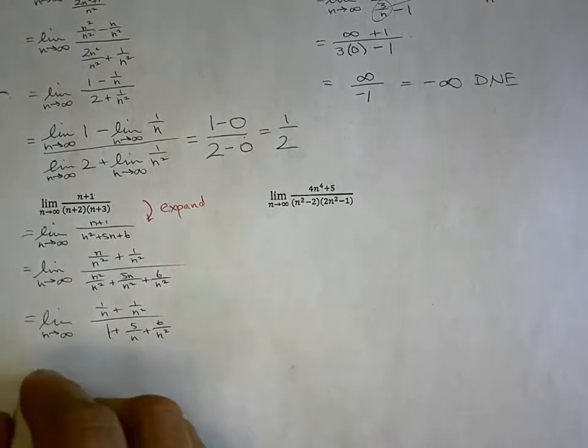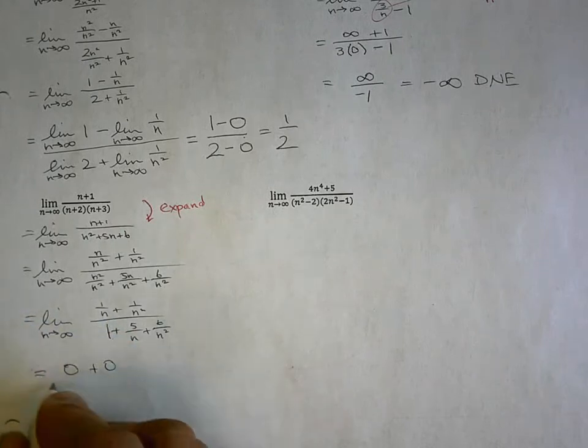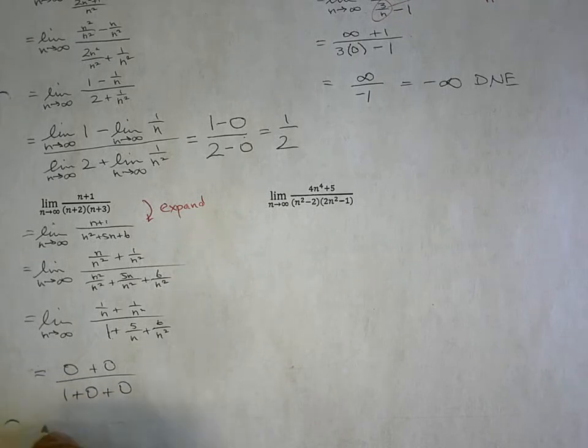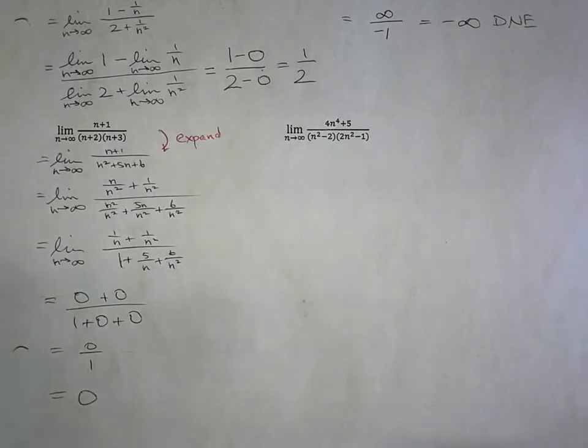Okay, and now let me do my substitution. Well, we know from the property that this is equal to 0 plus 0 over 1 plus 0 plus 0. So we end up with 0 over 1, which is just 0. So there is a fixed limit there. The fixed limit is 0.